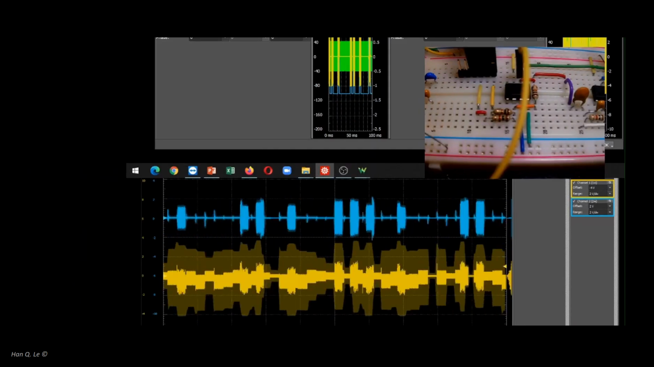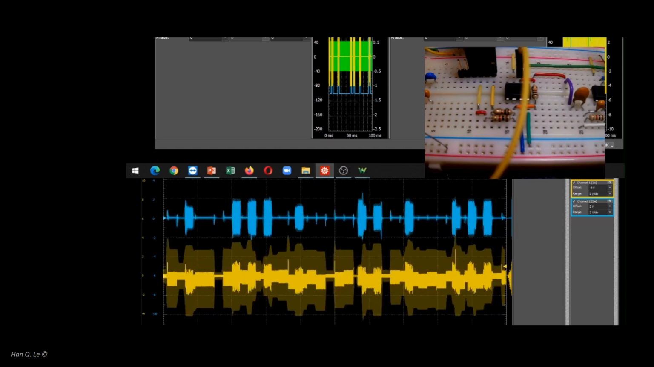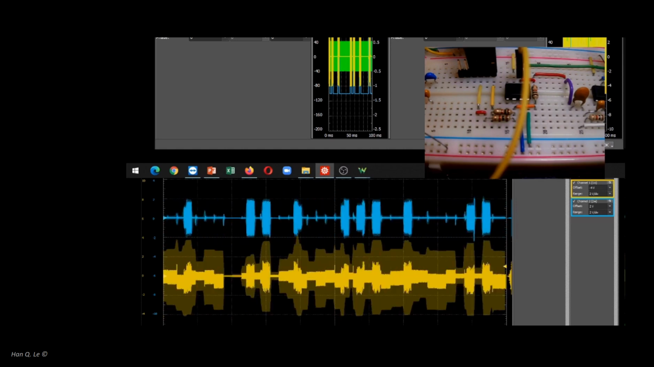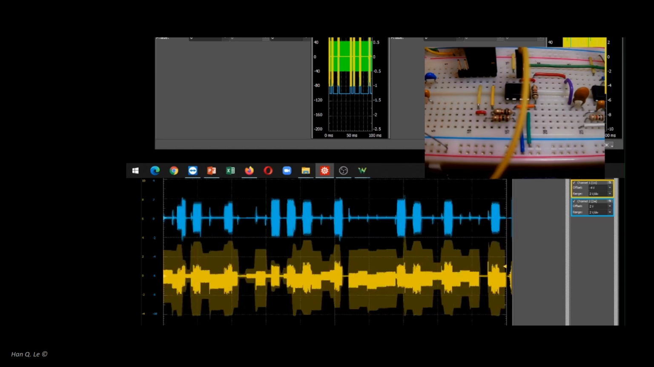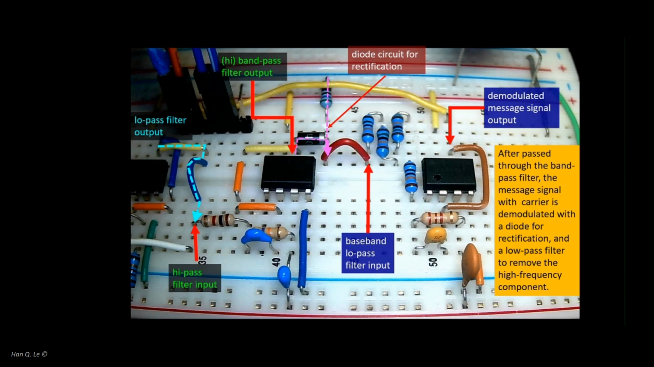The last step is to simply demodulate the signal, that is, to remove the carrier from the original message. The demodulation is done in the simplest approach with a diode to make the carrier oscillation unipolar. Then the high-frequency component can be simply removed with a low-pass filter, to restore the message signal back to its original form. The process is now complete.